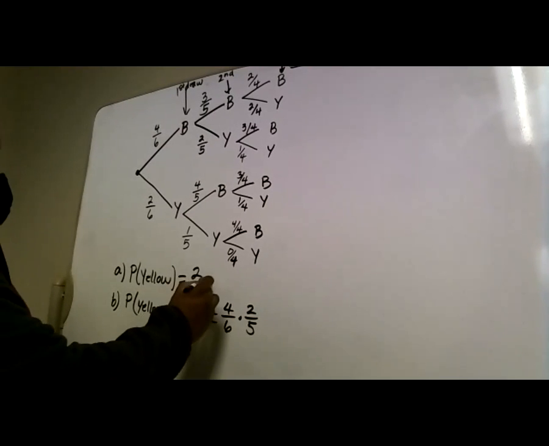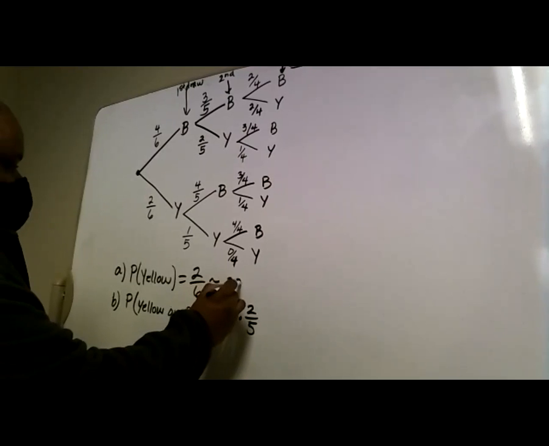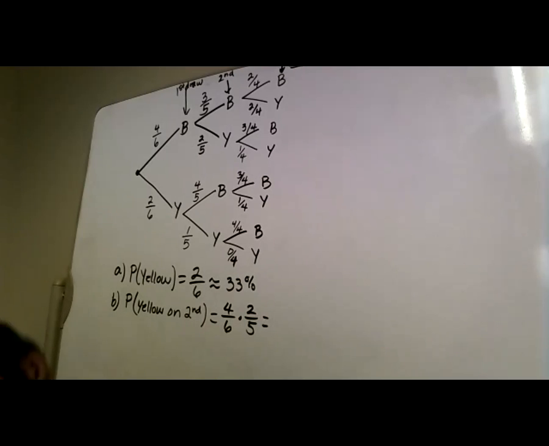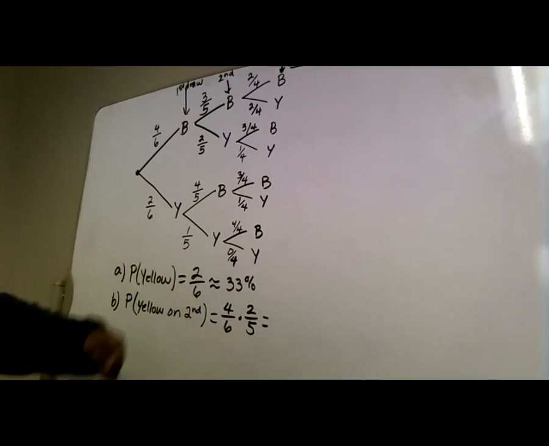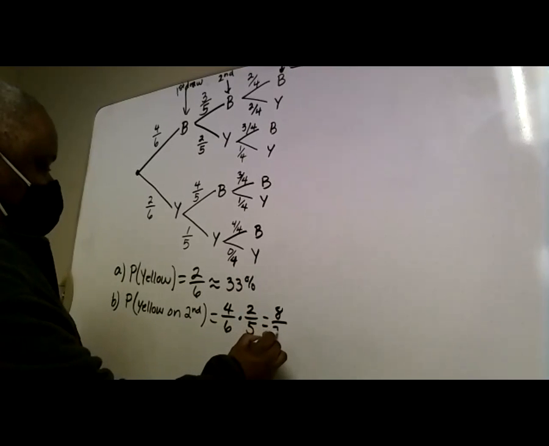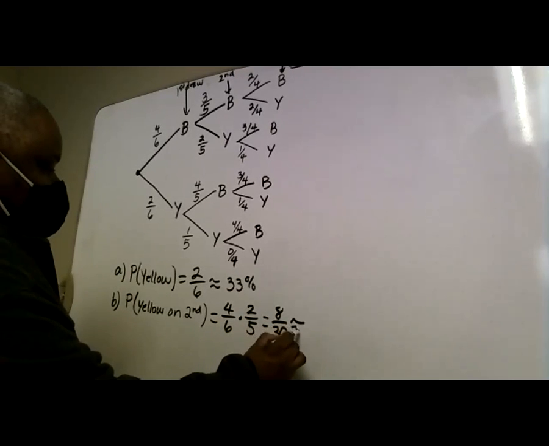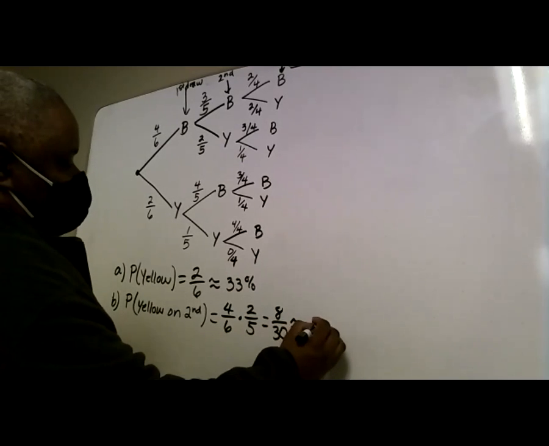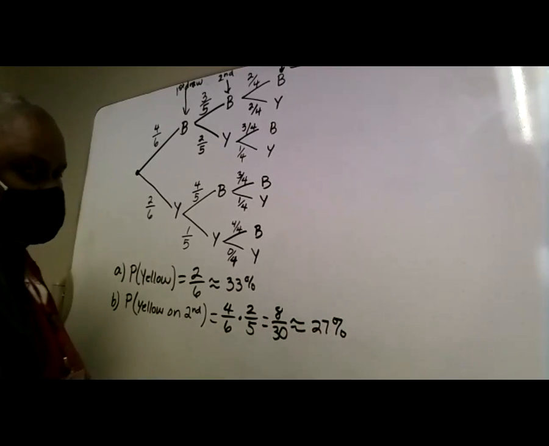Okay, and by the way, 2/6 as a percent would be 33% approximately. For this one, if I do 4/6 times 2/5, this would be 8 out of 30. And as a percent, it would be 27% approximately.